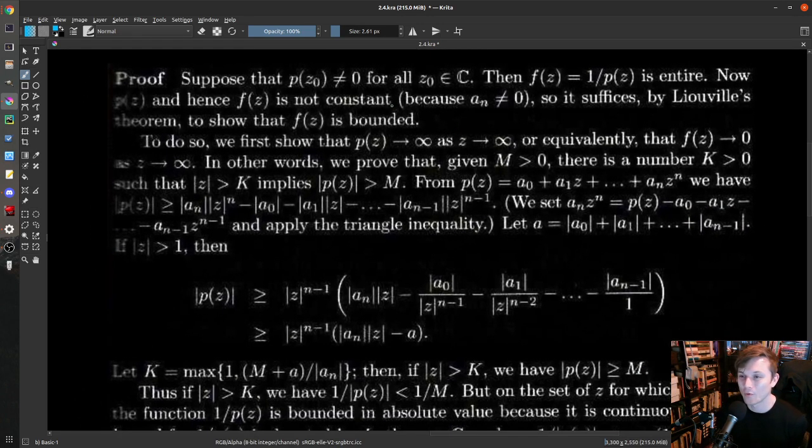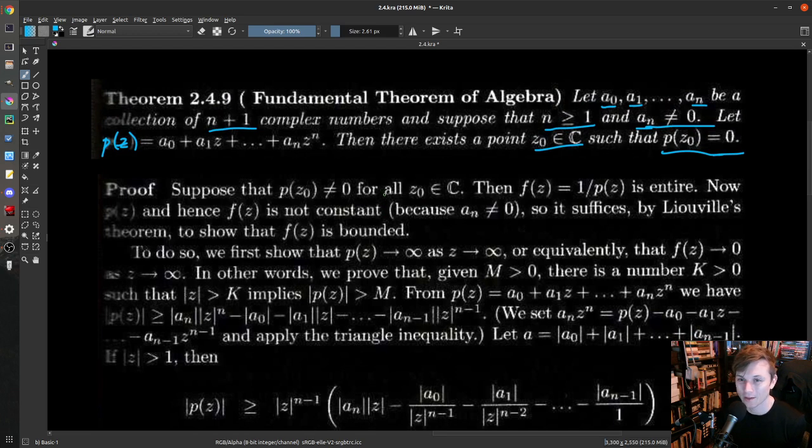So if we show this, then we can repeatedly apply it and get the classic fundamental theorem of algebra, where we say a polynomial of degree n has n roots counting multiplicities. Okay, so we're going to start by supposing that this is not the case. That is, we're going to prove by contradiction.